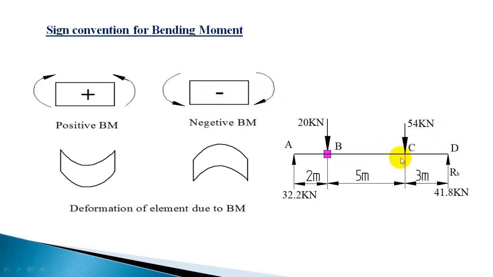So any beam part, if it is subjected to bending like this, left side counterclockwise and right side clockwise, that is considered as negative bending moment. And as a result of negative bending moment, the beam element will hog. So hogging of a beam section is considered as negative bending moment. Sagging bending moments are considered as positive and hogging bending moments are considered as negative. So this is the deformation of an element due to bending moment. That's all for today. Thank you for watching.